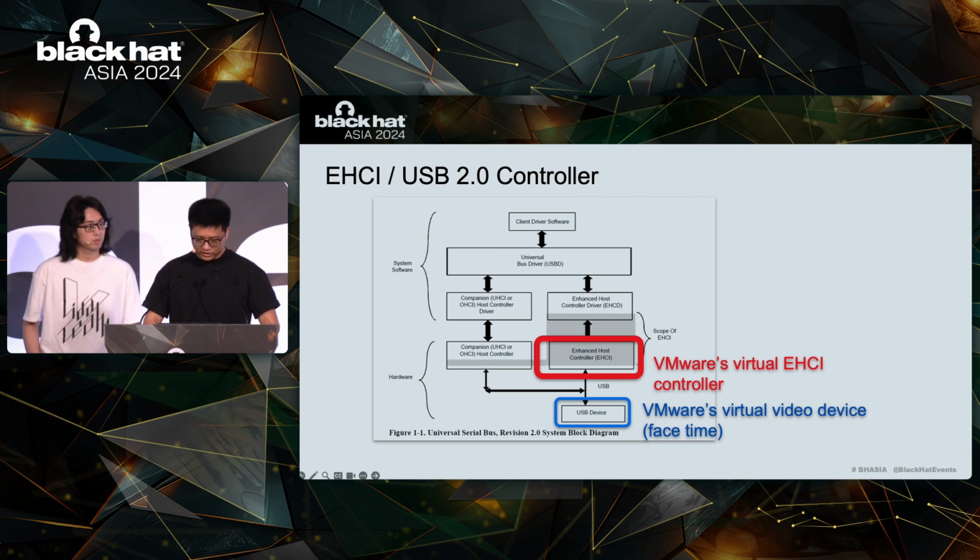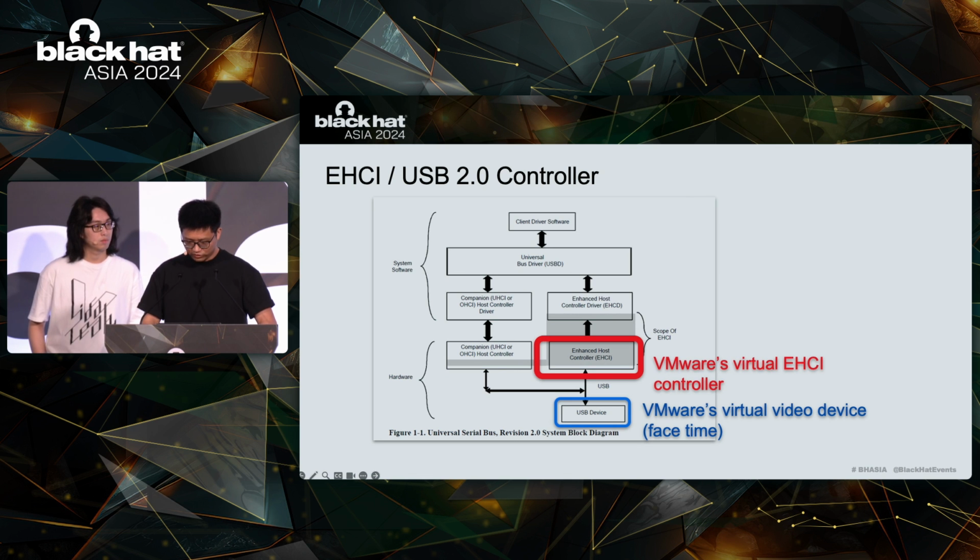First, I need to take a few slides to introduce EHCI and the USB 2 controller. The diagram on this slide is taken from the EHCI specification. From this diagram, we can see that the EHCI specification is responsible for the communication protocol between the system software and the USB controller. The USB controller then converts the data into USB 2 packets to communicate with the USB device.